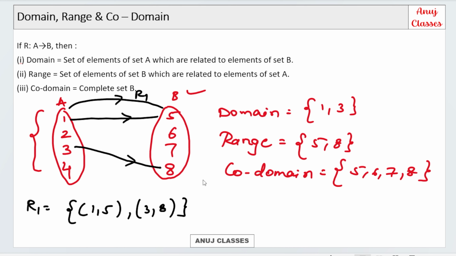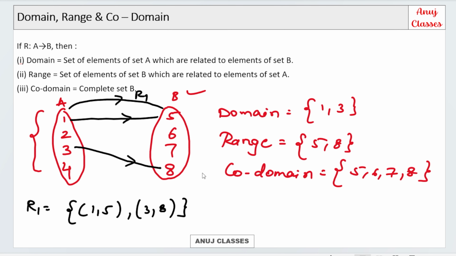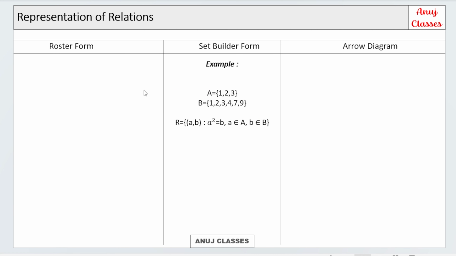So in the next lecture we will see how we can represent the relation in different forms. We can represent it in 3 different forms: one is the roster form, one is set builder form, and the other is the arrow diagram. So in the exams we will mostly see that it is represented in the set builder form.